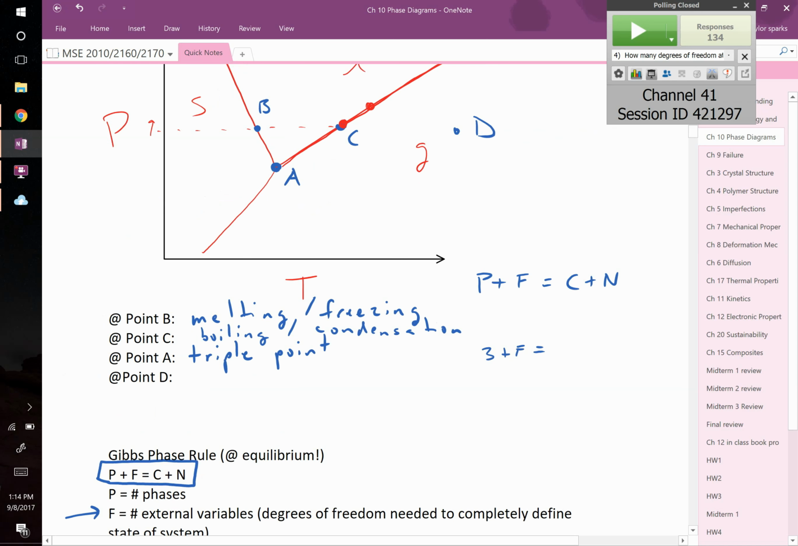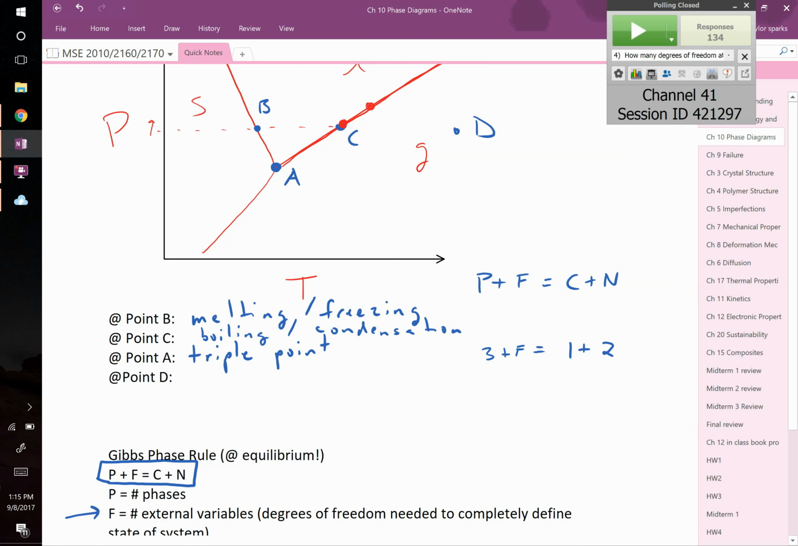How many components are there in the pure water system? Just one. It's just water. We haven't added salt or sugar or anything else yet, right? So just one. And then what are our number of non-compositional variables? 2. We've got pressure and temperature, right? So in this case, if you solve for F, what does F equal to? 0.